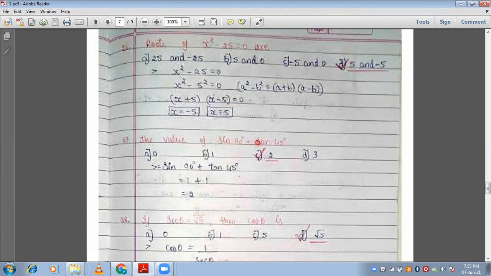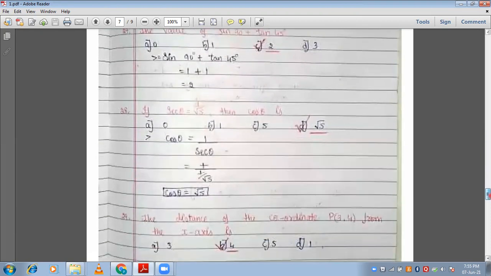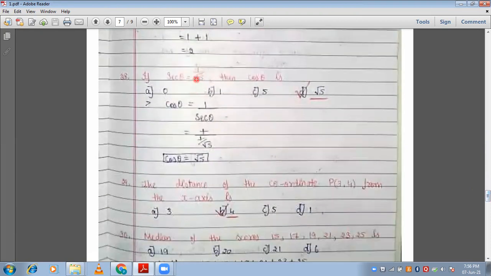The value of sine 90 degree plus tan 45 degree. Sine 90 degree is 1 and tan 45 is 1. 1 plus 1, which is equals to 2. Next, 28th question. If secant theta is equals to 1 by root 5, then cos theta is, yes, cos theta is equals to reciprocal of secant theta. So you will get root 5. So option D is right.